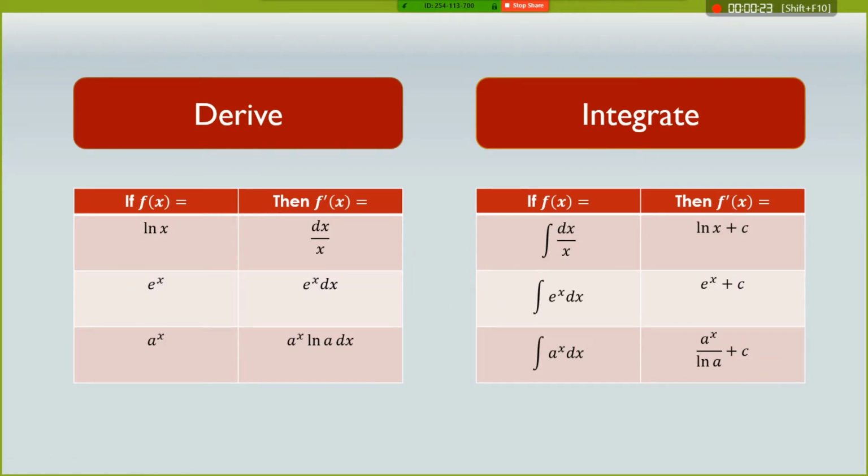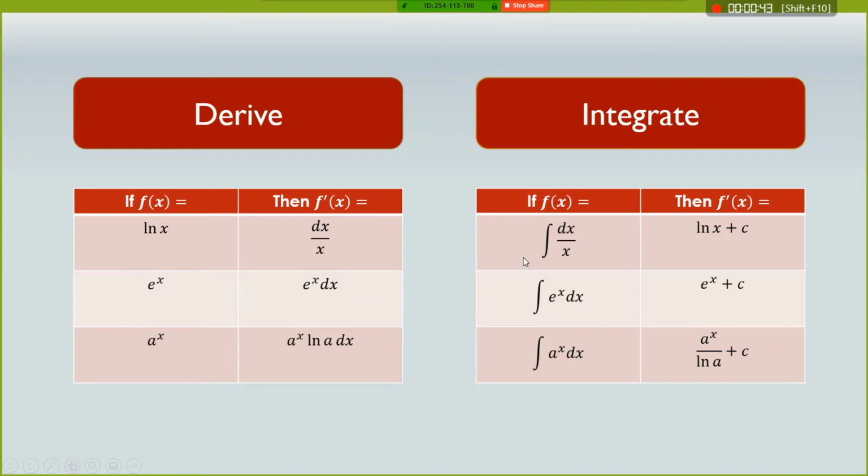So first I'm going to look at our derivative rules. If I derive the natural log of x, I'll get 1 over x times dx. That times dx is because of a chain rule. Same thing, if I derive e to the x, I get e to the x times dx because of chain rule. If I derive a to the x, I get a to the x ln a times dx because of chain rule. So working backwards, I should be able to work from the right side and get to the left side.